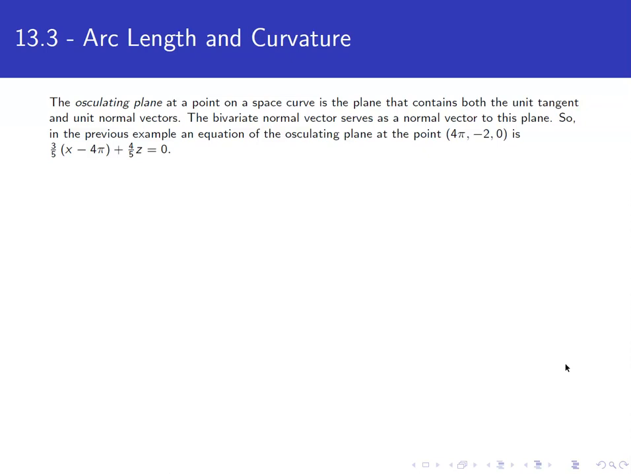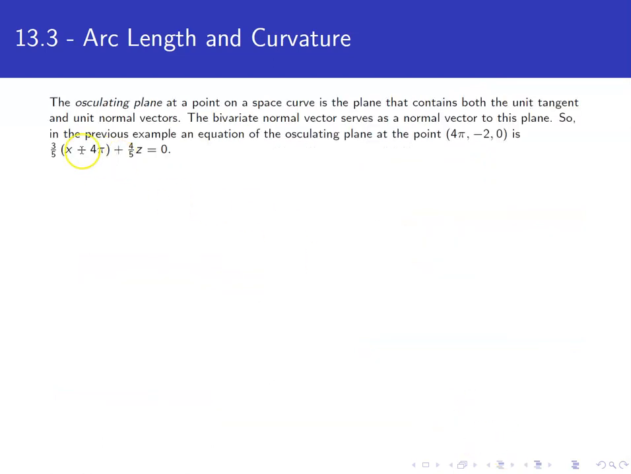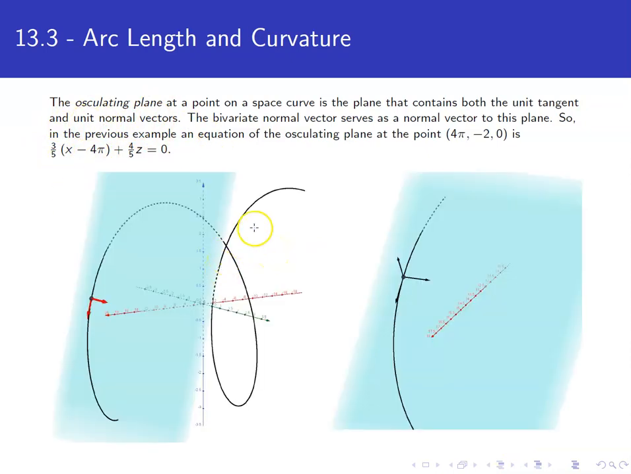So in this previous example, here's our point, and our binormal was <3, 0, 4>, 1/5 of that. So we can use that for our normal vector for our plane, and this gives us our equation of our plane. And we can see here's our space curve. Here's the plane that just touches it, and it contains the unit tangent and the unit normal. Here's the tangent, here's the normal. And here, this would be your binormal, being normal to the blue plane. Zoomed in a little bit.